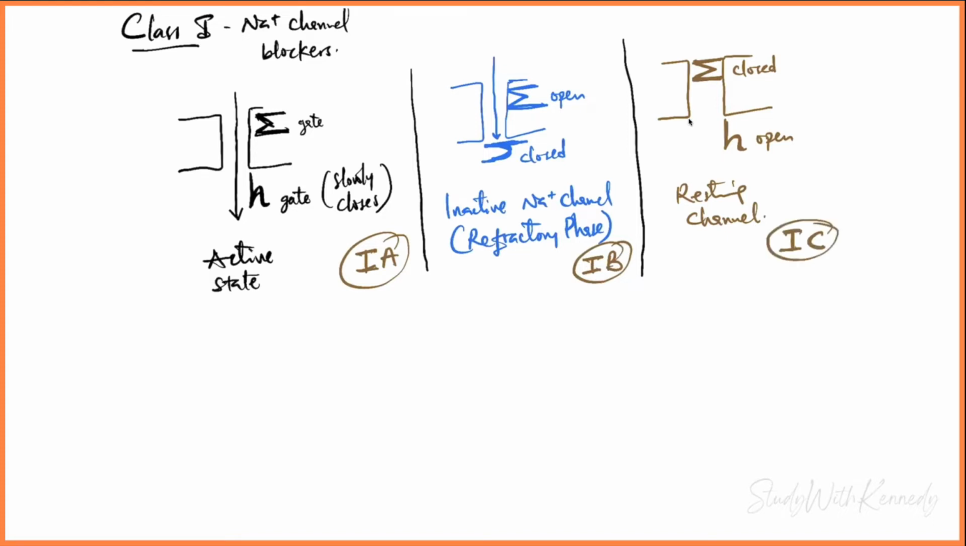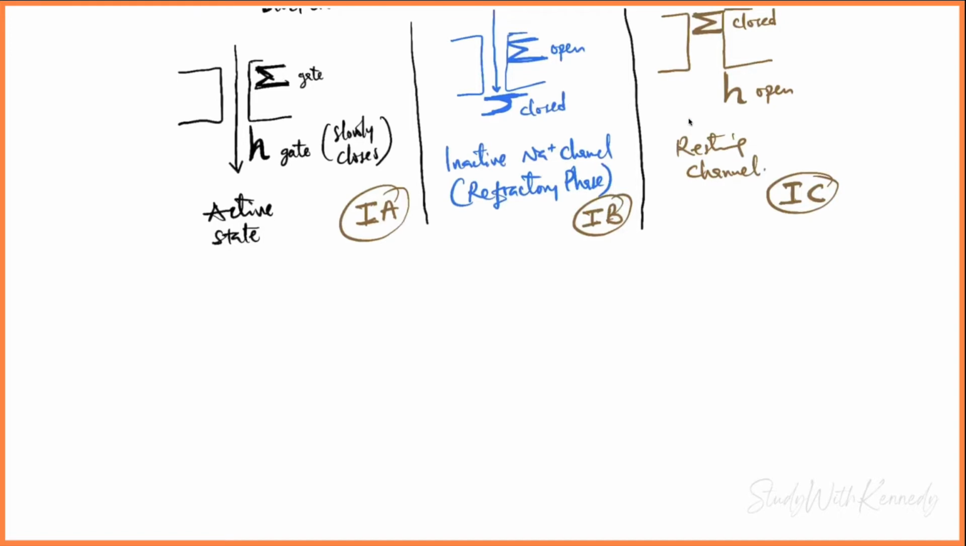Class 1A works on the active channels. Class 1B work on the refractory channels or inactive channels. Class 1C work on the resting channels. You want to remember that class 1C medications bind with the highest affinity. They bind with the highest or strongest affinity. You want to remember that.